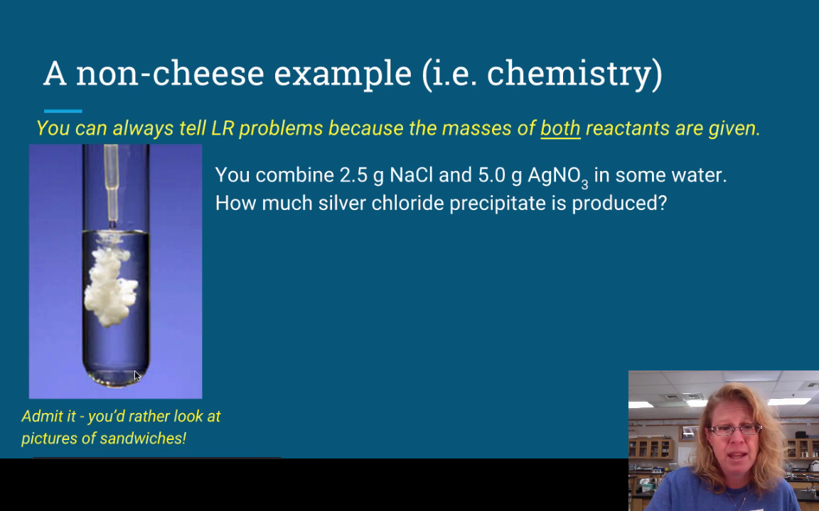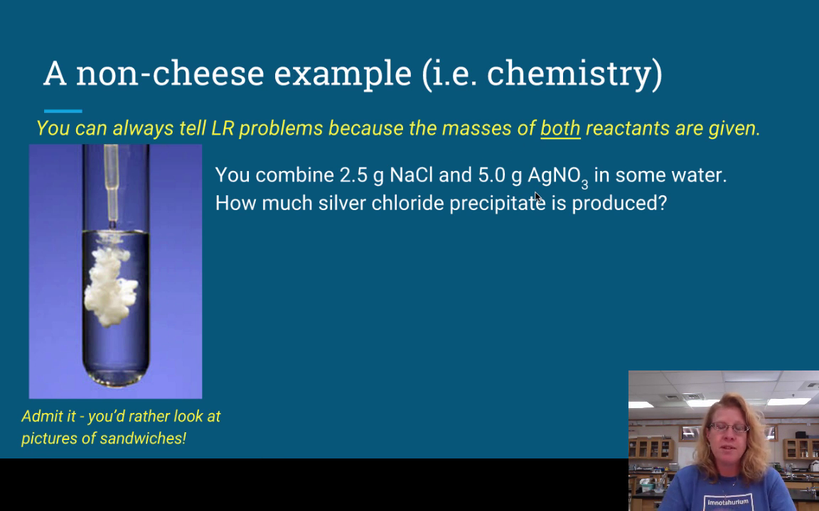So what we basically have right here is one of the two solutions down here. It's probably the silver nitrate. And then this one up here is probably our sodium chloride. And where they come together, they're making that precipitation reaction. So we're going to figure out how much of our product could actually be produced from this. So how many sandwiches can we make, right? We've got 2.5 grams of bread and 5.0 grams of cheese. Those are our two different reactants.